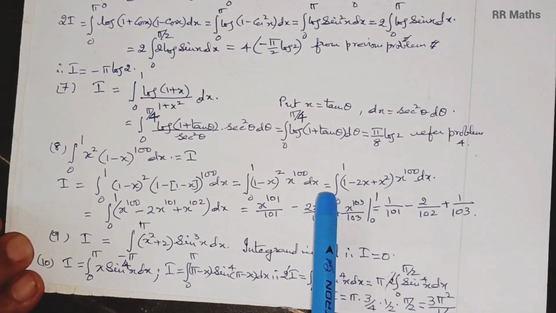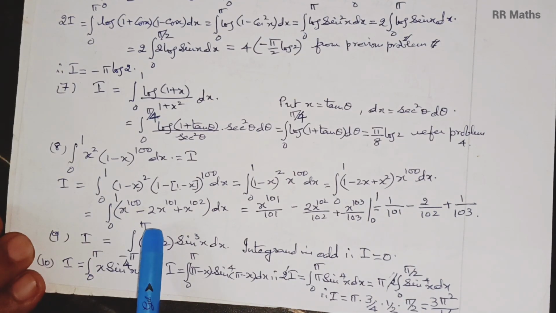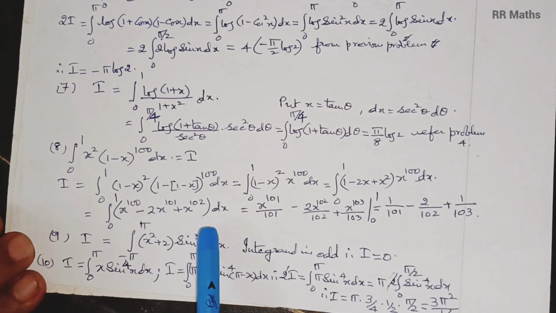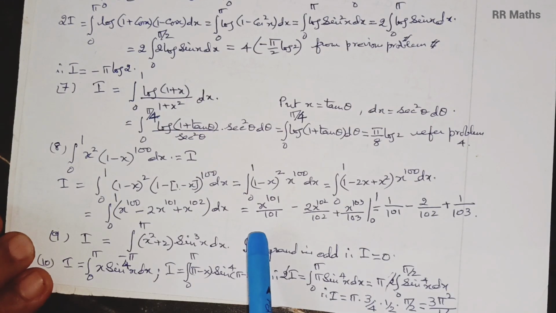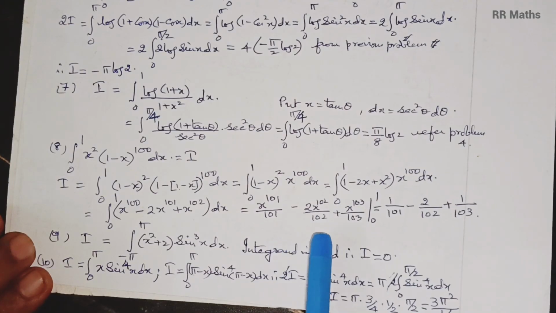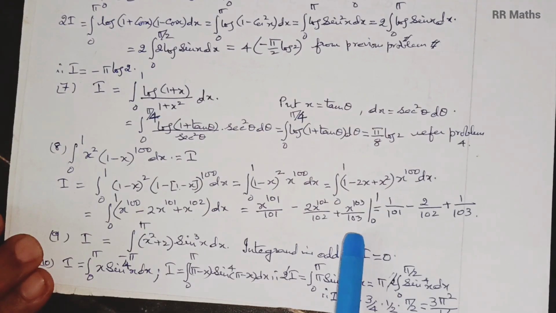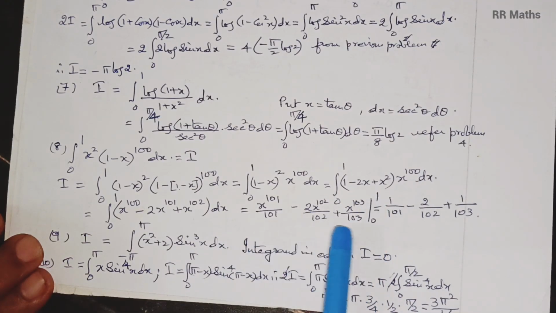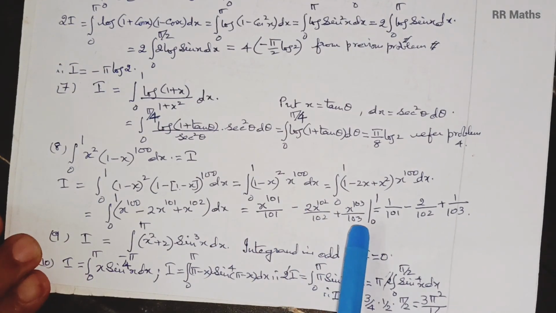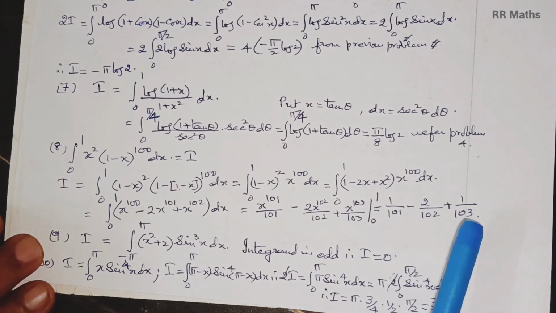Now you take x to the power 100 and multiply each term. That gives you the integral from 0 to 1 of (x to the power 100 minus 2x to the power 101 plus x to the power 102) dx. Now just do ordinary integration and substitute your limits. You get x to the power 101 by 101 minus 2 times x to the power 102 by 102 plus x to the power 103 divided by 103, limits varying from 0 to 1. The upper limit will contribute because you replace x with 1, and the lower limit will not contribute because x is replaced by 0. So the answer reduces to 1 by 101 minus 2 by 102 plus 1 by 103.